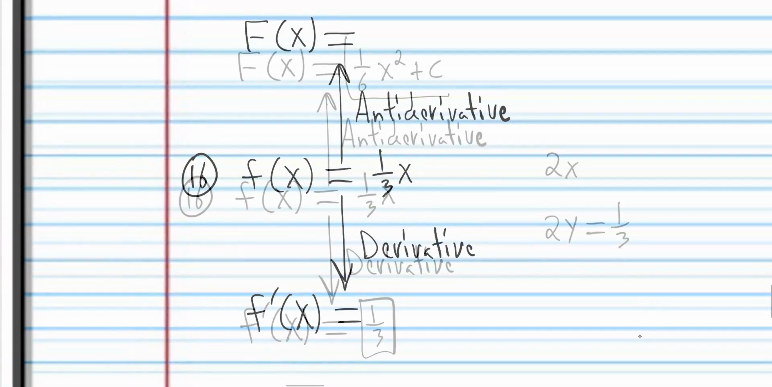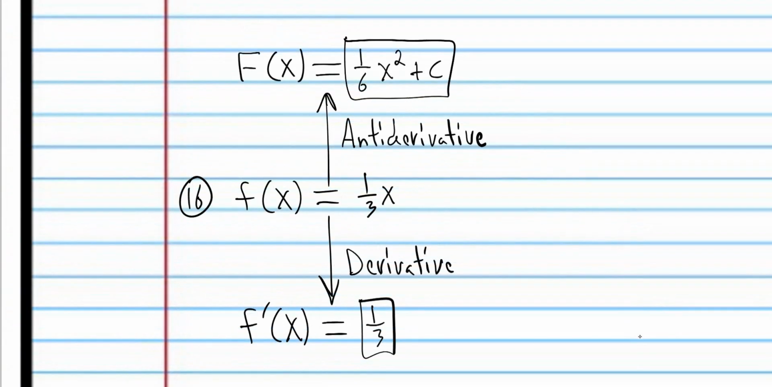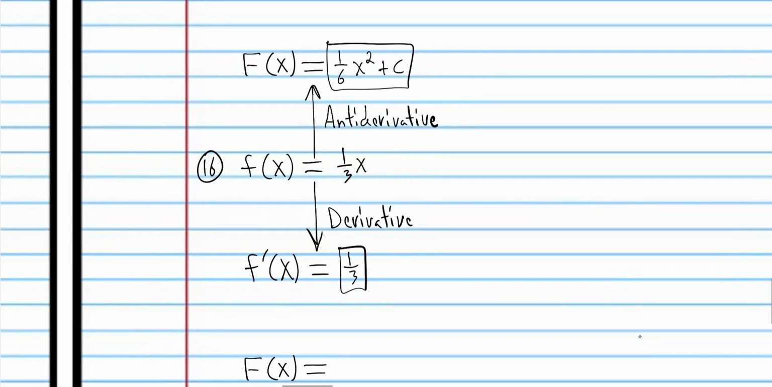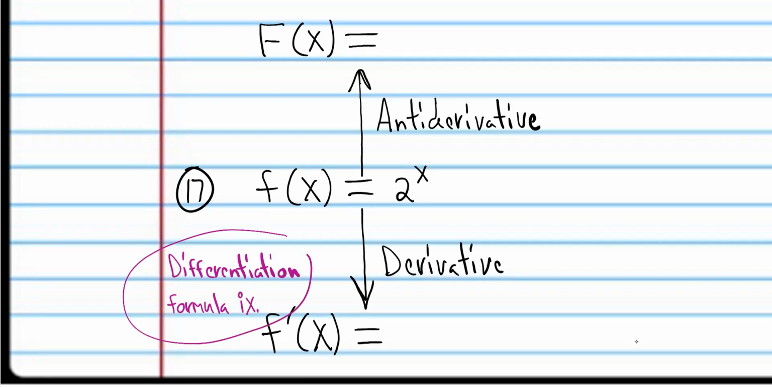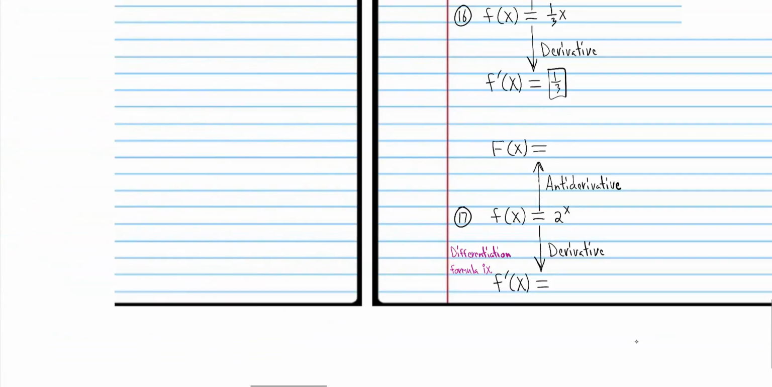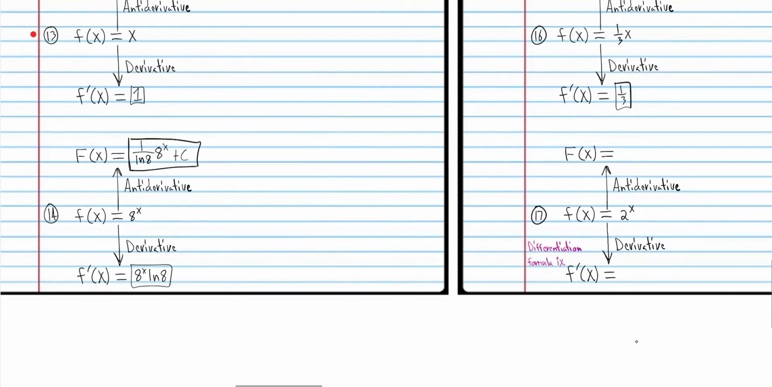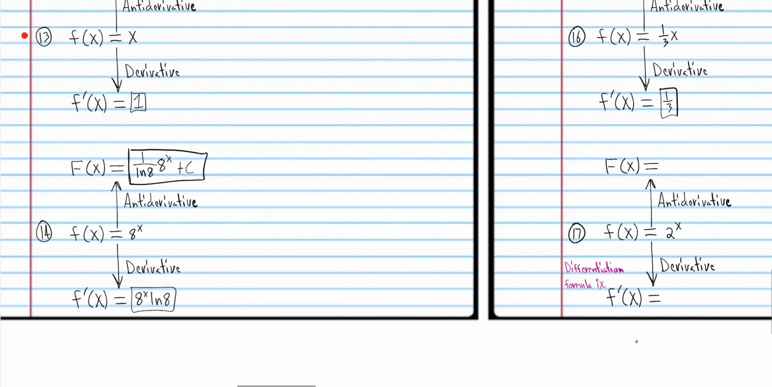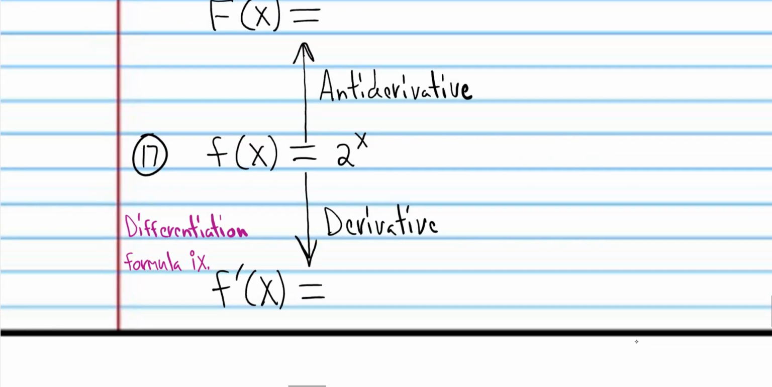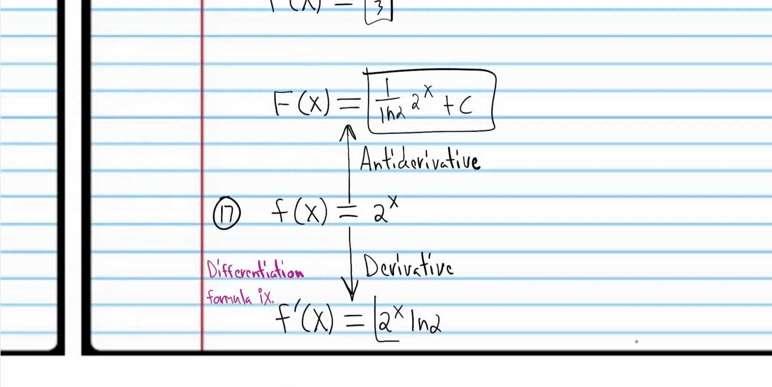Okay, we're back. So if you got that right, excellent. All right, go ahead and try number 17. You're going to want to use differentiation formula number 9. I'll leave number 14 in the window. That'll help you. So go ahead and try number 17. And when you come back, we'll do it together. Okay, we're back. So if you got that right, excellent.